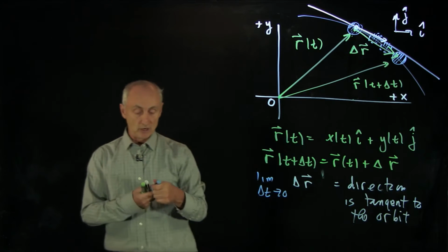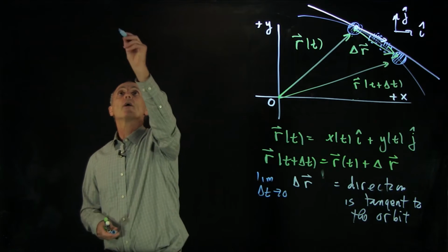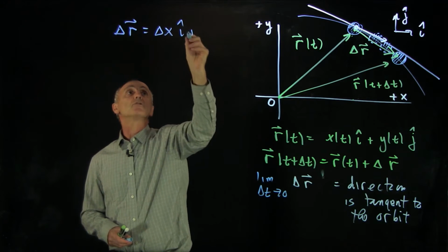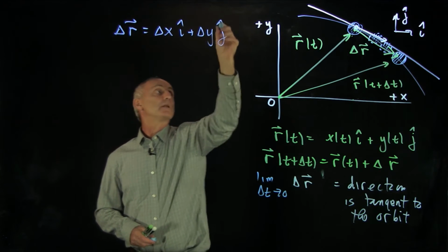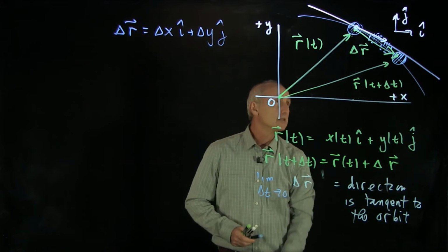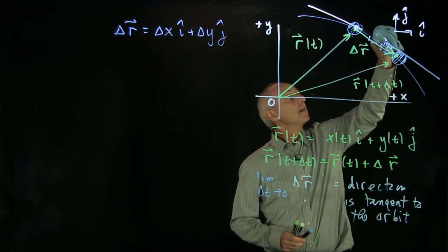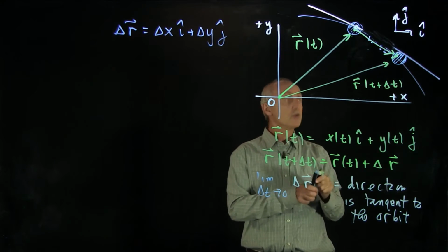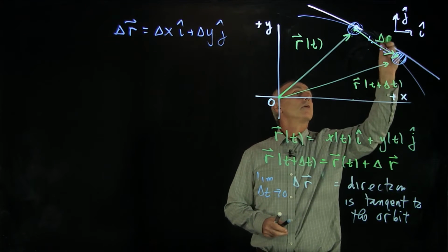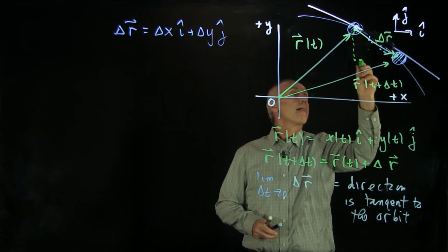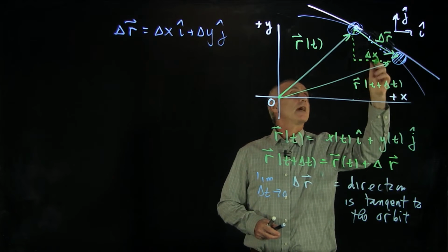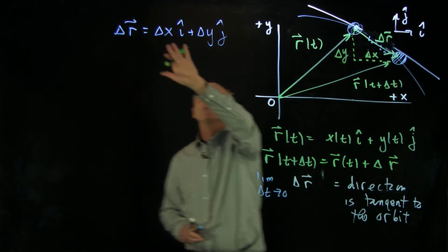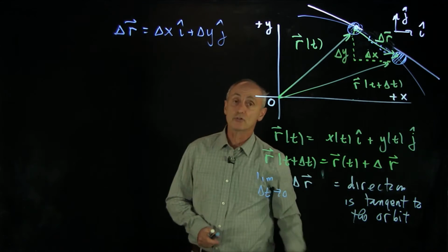So that's our first key property of delta r. Now, the second thing we want to express is if we write delta r as a displacement in the i hat direction and a displacement in the j hat direction. Maybe we can clean this up a little bit. So here's our delta r, and we have a little delta x in this direction, delta y in that direction. Remember, delta x or delta y can be positive or negative.